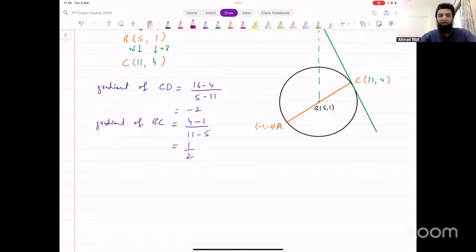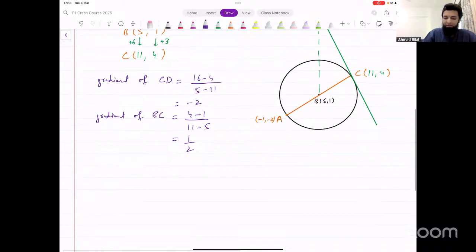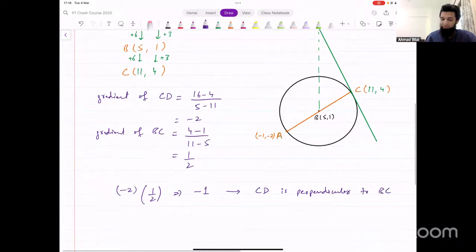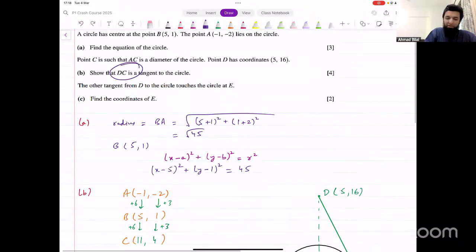You can either write in words that these gradients are negative reciprocals of each other, or you can do something like this. You can say -2 times 1/2. This gives us -1, and that proves that CD is perpendicular to BC. That means this is a tangent.